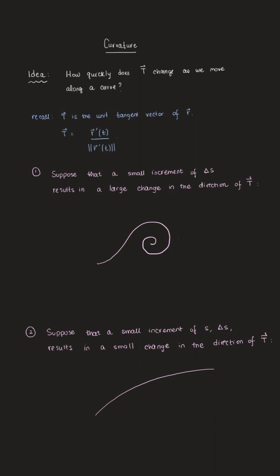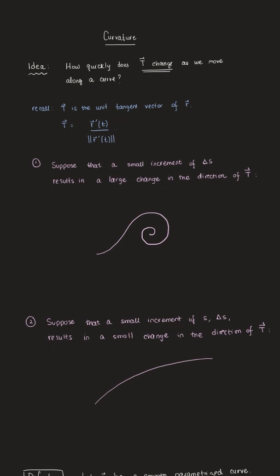So recall that our unit tangent vector is the derivative of our vector function divided by its magnitude. So it always has a length of 1. So the only way this can change, if we're thinking about its change, is if we change direction. So we're interested in understanding how quickly in different parts of the curve that unit tangent vector will change directions. And that measure will be how we measure what we call curvature.